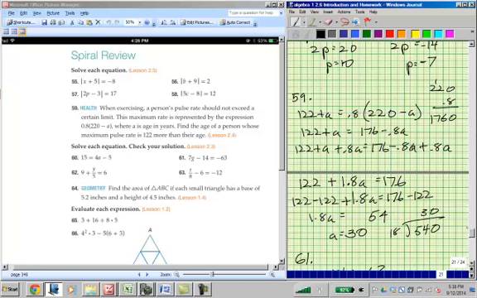65. Oh, we're just evaluating expressions now. Okay. 3 plus 16 divided by 8 times 5. 16 divided by 8 is 2. Times 5 is 10. 3 plus 10 is 13. Can't check that one.